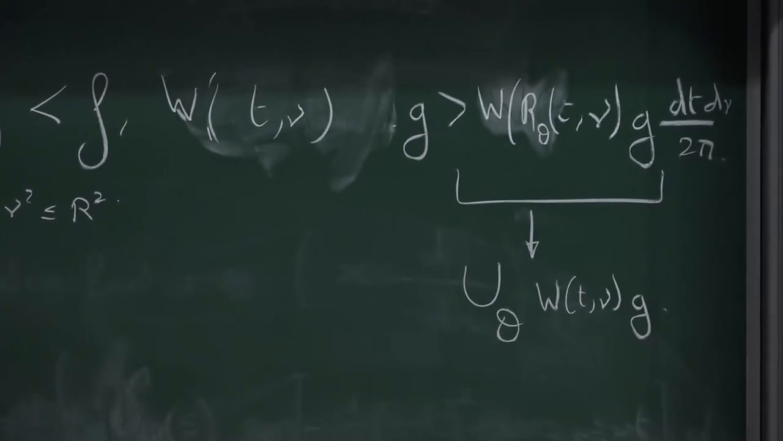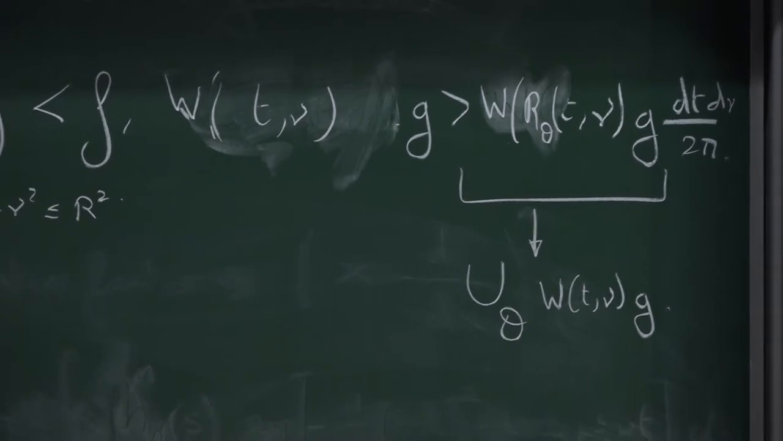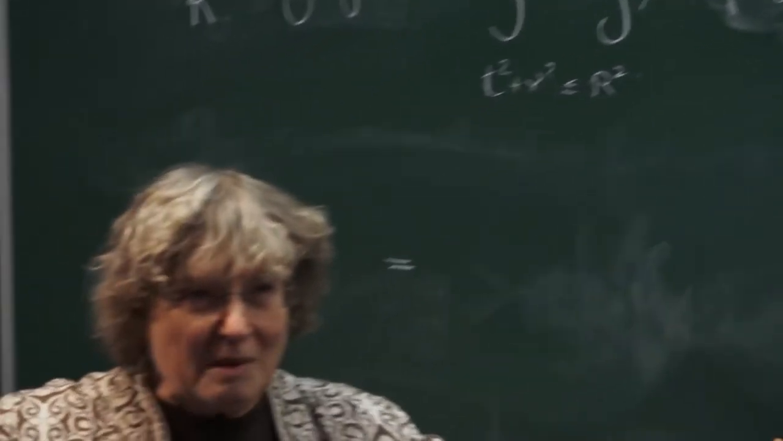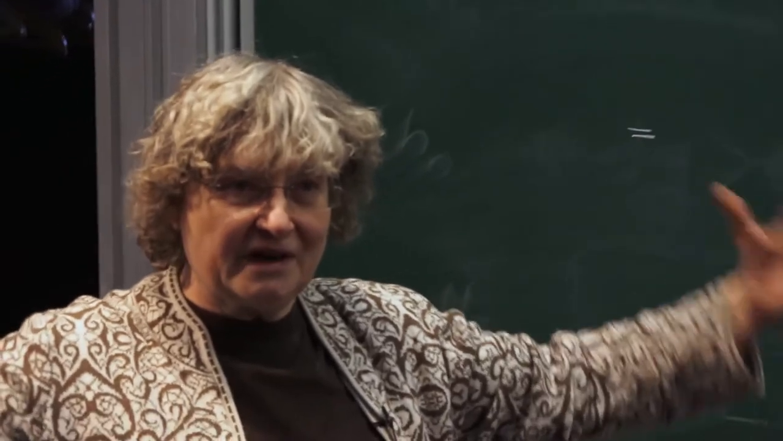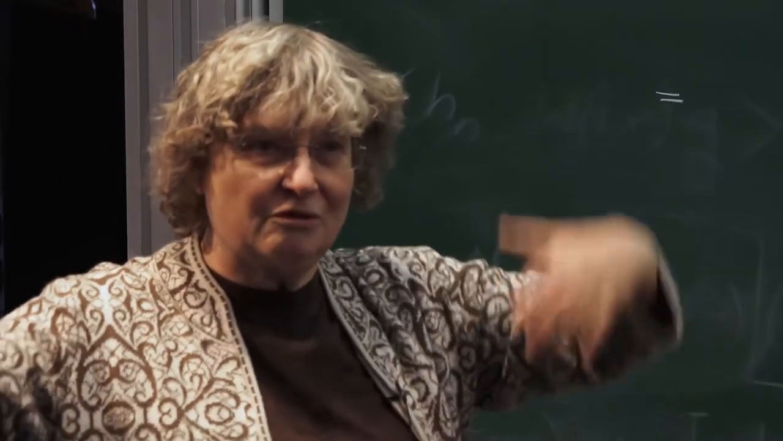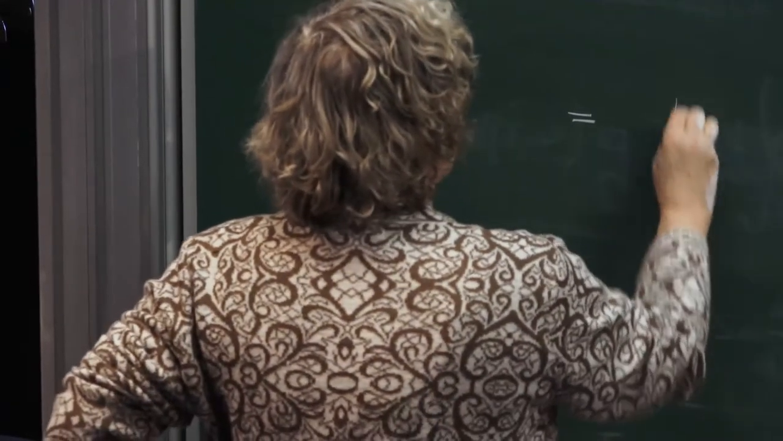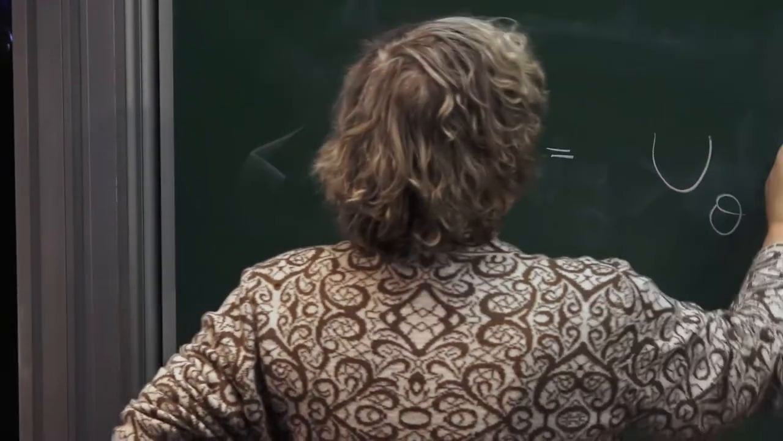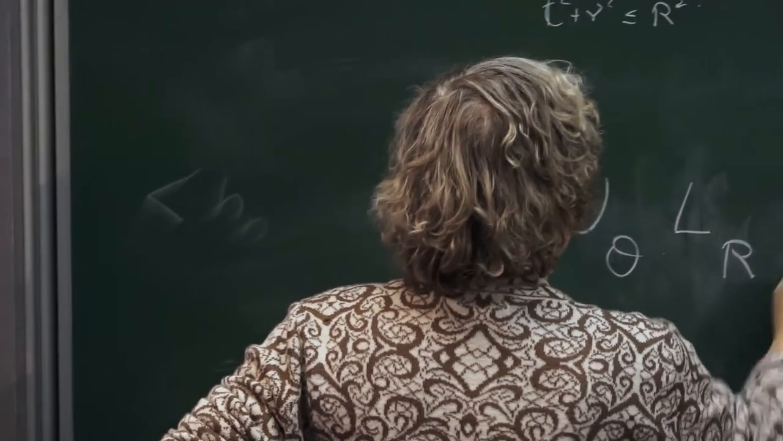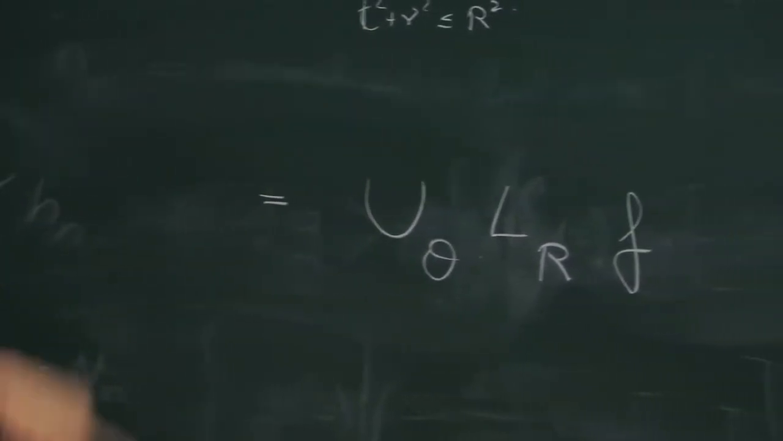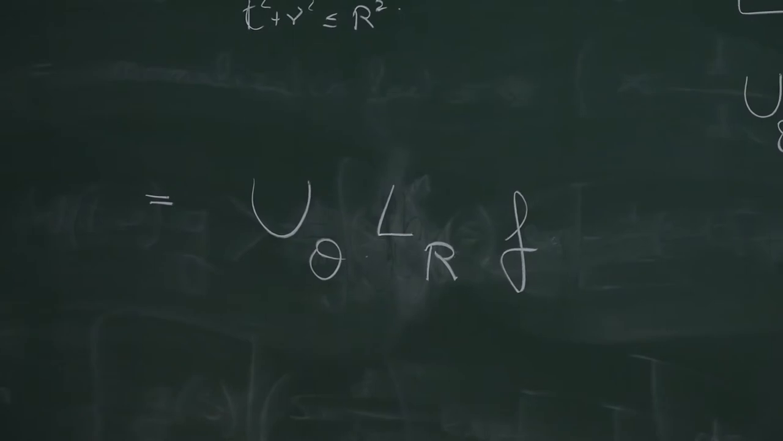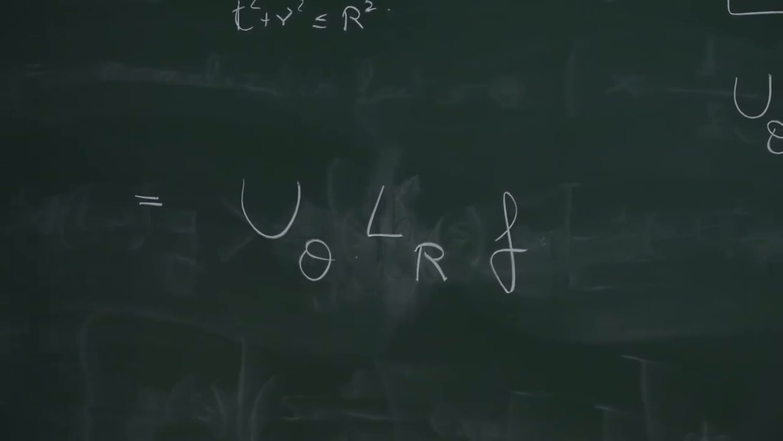And of course, that's going to be the same. If you need to be super rigorous about it, remember that we define these integrals in weak form, so write it in weak form and then work it through. This is going to be the same as U theta acting on LR f. So this operator commutes. This is very nice.